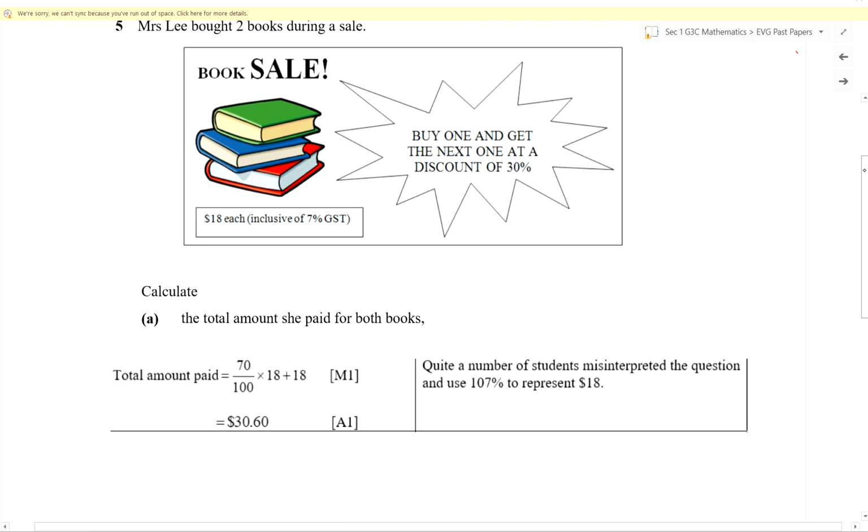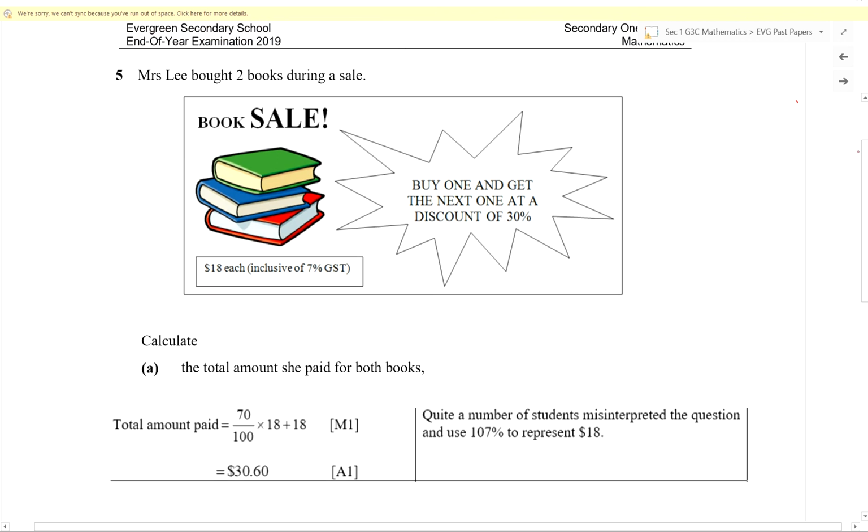Okay, book sale. Calculate the total amount she paid for 2 books. 1 book is $18, which includes 7% GST. If she buys 2, the second one is at 30% discount. So the total amount, this refers to 70%, because if you get a 30% discount, we are actually paying 70% of the original price. 70% of $18 plus the first book, which is $18, we get a total of $30.60. This is the amount that she pays for those 2 books.